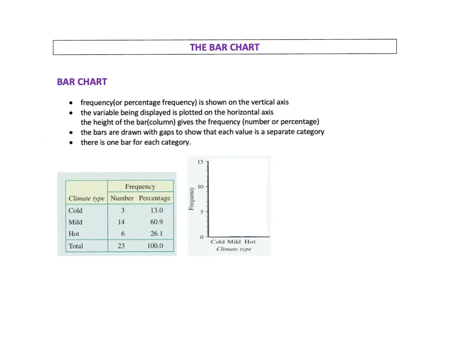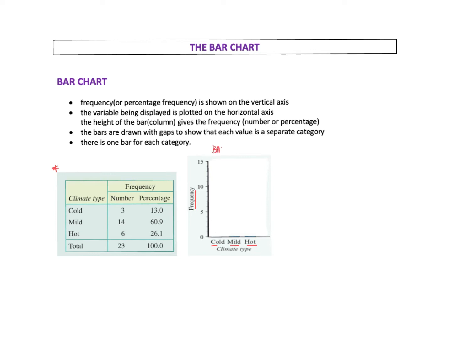Okay, a way we can display our frequency tables is by using a bar chart. A bar chart will have the frequency along the vertical axis, the y-axis, and the variable displayed at the bottom. In this, we were looking at climate type and the number of countries that had that type of climate. So we've got the categories cold, mild, and hot along the horizontal, or x-axis. The height of the column gives the frequency. So this is just a frequency bar chart.